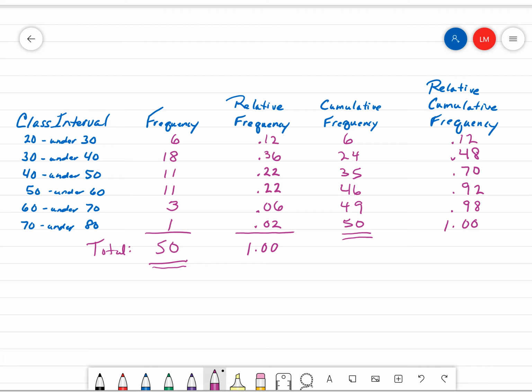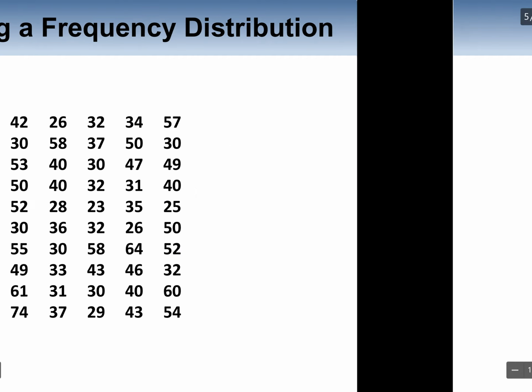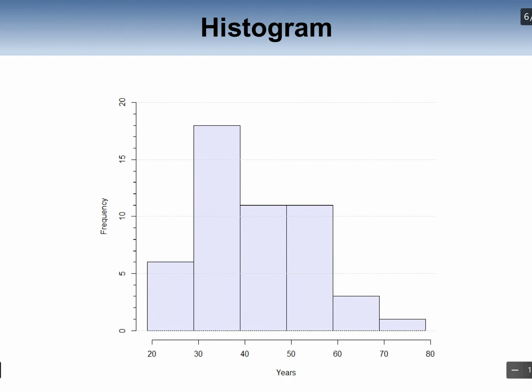And so these can also be converted to percent. Sometimes we see the relative cumulative frequency as a percent. Those would be easily converted. So 0.12 would be 12%, 0.48 would be 48%, and so on. So we can look and see how this distribution looks in some plots. We can look at the quantitative plots. And the first one here, using this data, is the histogram.